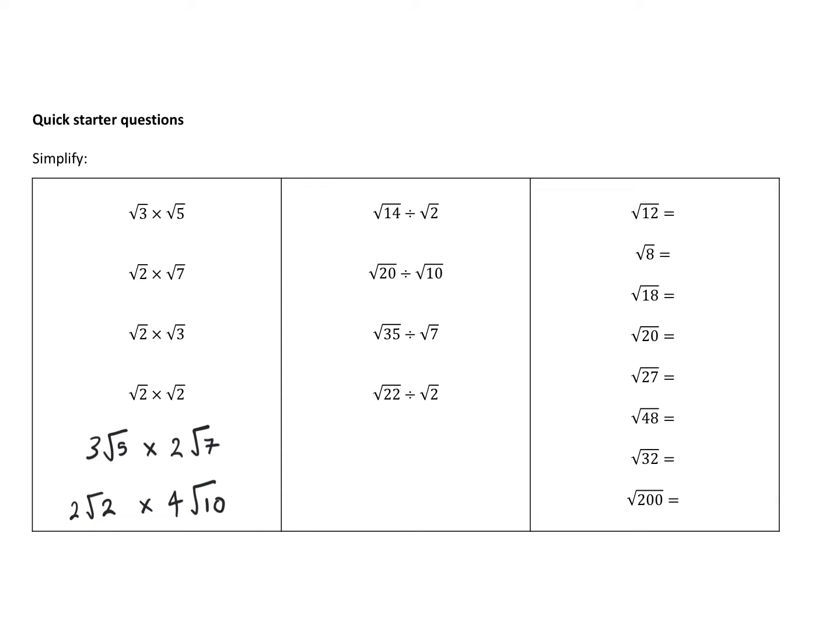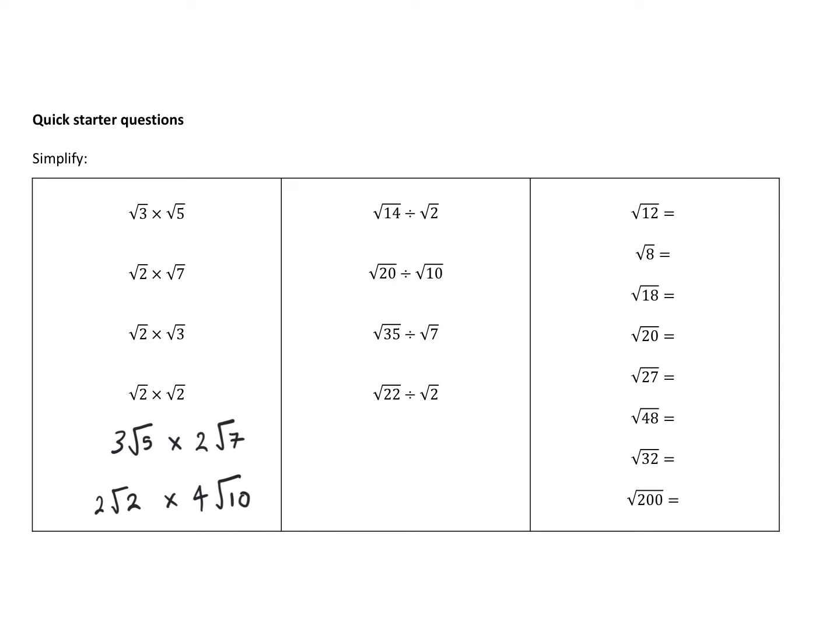I'd like you to start with these very quick starter questions. Have a go at each of the questions from the 3 columns. In the first column, you're multiplying, the second column dividing, and in the third column, you're simplifying or breaking down the surds. Pause the video at this point so you can try each of the questions in the 3 columns. Give yourself enough time to do these, and then the answers will come up shortly.